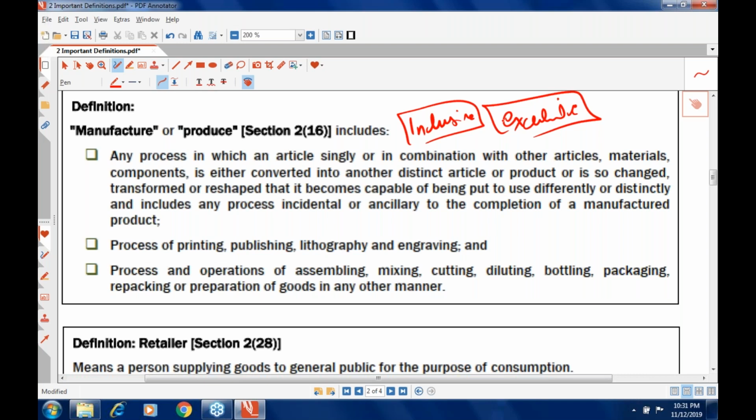So the inclusive definition actually means that whatever is mentioned here is included in addition to what is mentioned in the dictionary. Like if the word manufacture or produce has a dictionary meaning, that dictionary meaning is applicable in addition to this. The other meaning that is applicable is the meaning which is mentioned here.